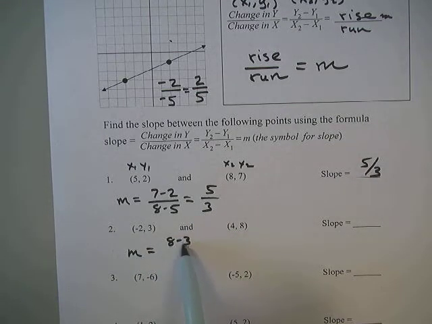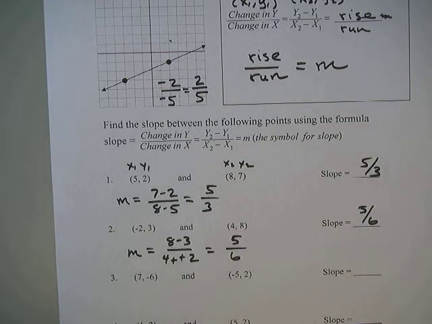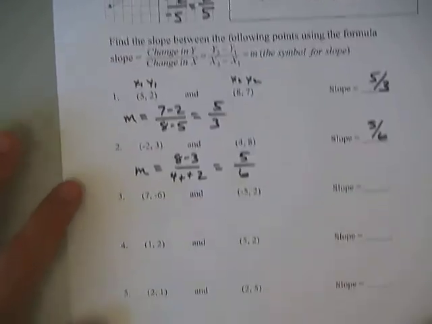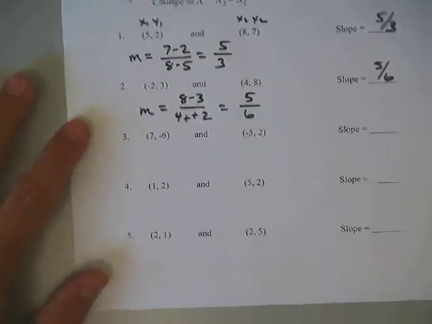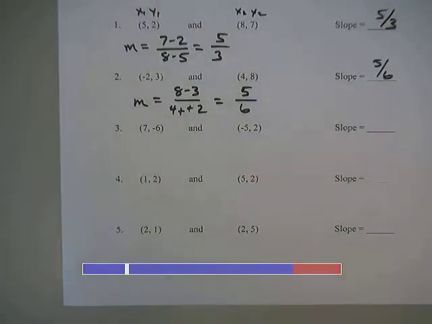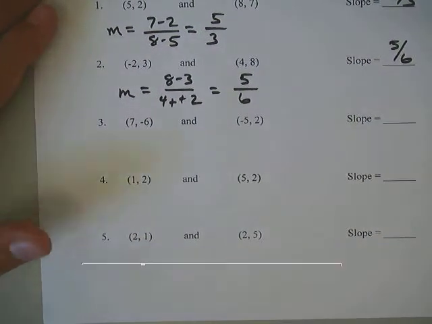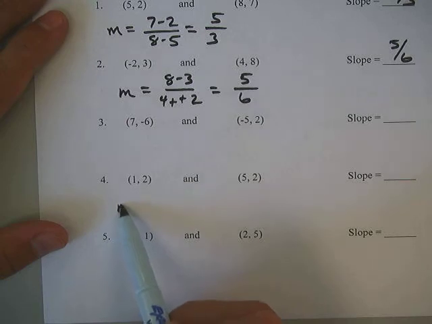Okay, let's try another one. So slope between these, I do 8 minus 3 over 4 minus -2. So 8 minus 3 is 5. 4 minus the -2 is 6. Slope is 5/6. Hopefully that's pretty straightforward. Let's move on down. We're going to skip over the third one. Let's go on to the fourth one here.